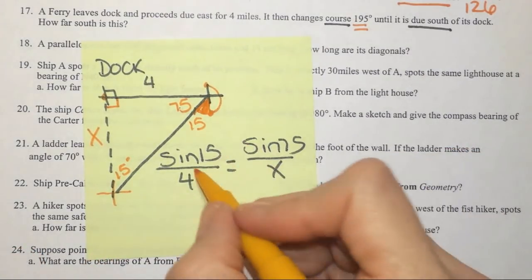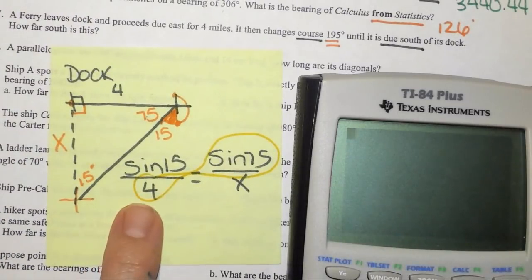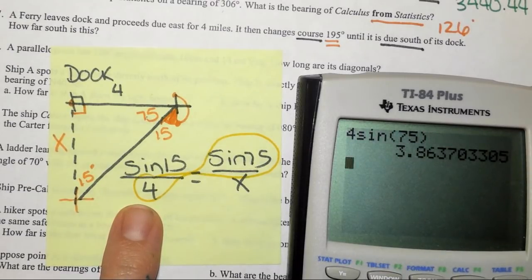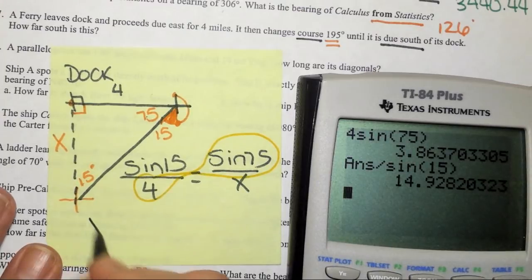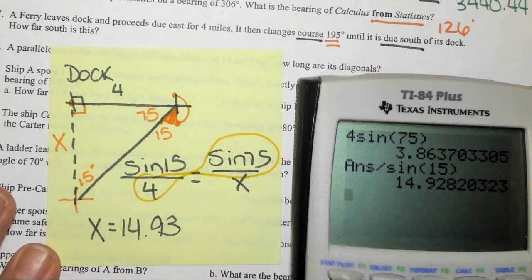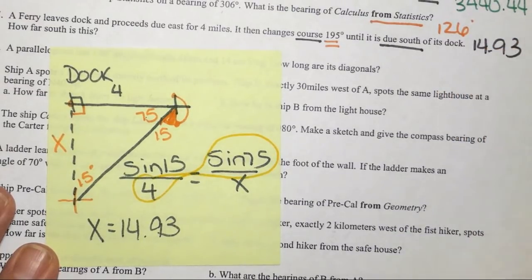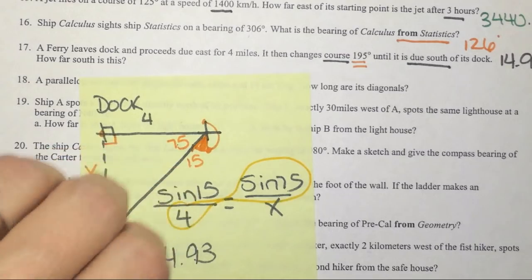We're going to multiply the numbers that are diagonal and divide by what I did not circle. So 4 times sine of 75, enter, divided by sine of 15. 14.93. X equals 14.93. Okay, let's go do the next one. Let's go do number 18.